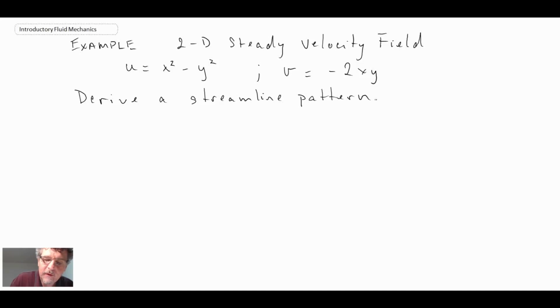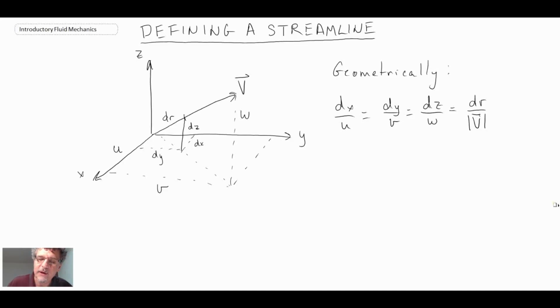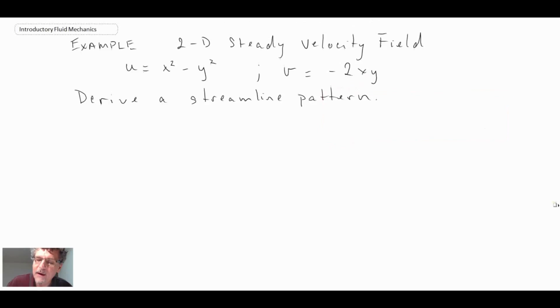In order to do this, we'll go back to the equation that we just looked at, and we'll work with it and essentially integrate this to come up with an equation of a streamline. So let's begin by taking our equation of a streamline. dx over the u component, which was x squared minus y squared, is equal to dy over the v component, which is minus 2xy, and that's equal to dz over 0.